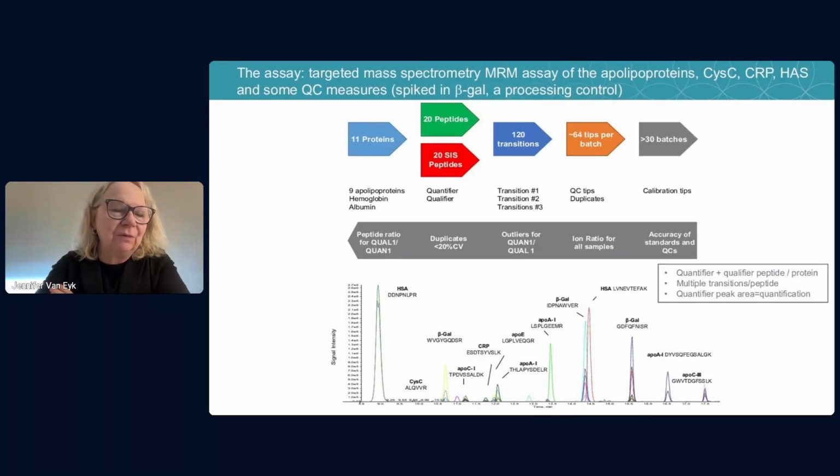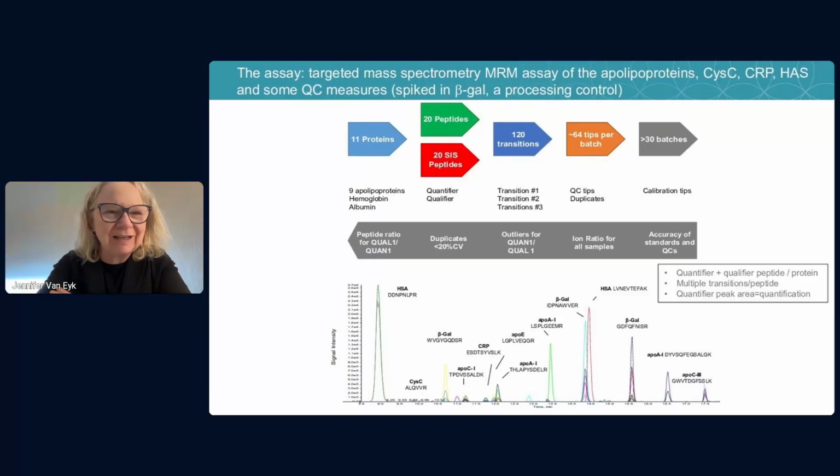So we're going to explore first a multiplex assay. It's targeted. It's the 11 apolipoproteins. We also include hemoglobin and albumin. So it's actually 13 proteins, plus we have another control, beta-galactosidase, and we add that at the beginning of the whole sample processing as a processing control. So we add in beta-gal.